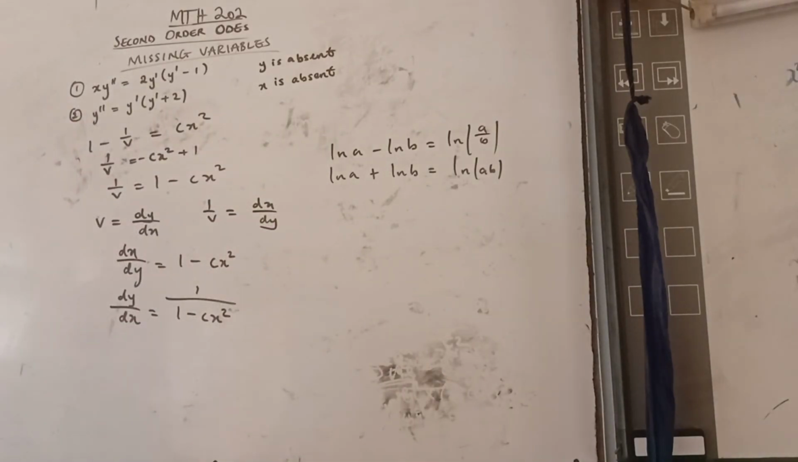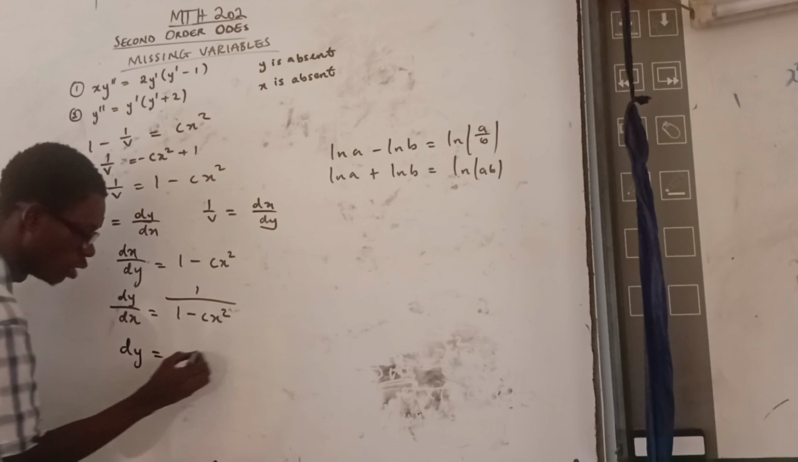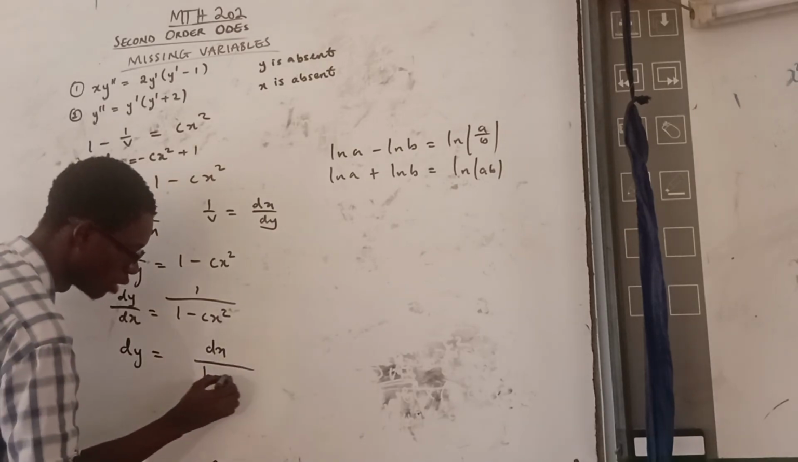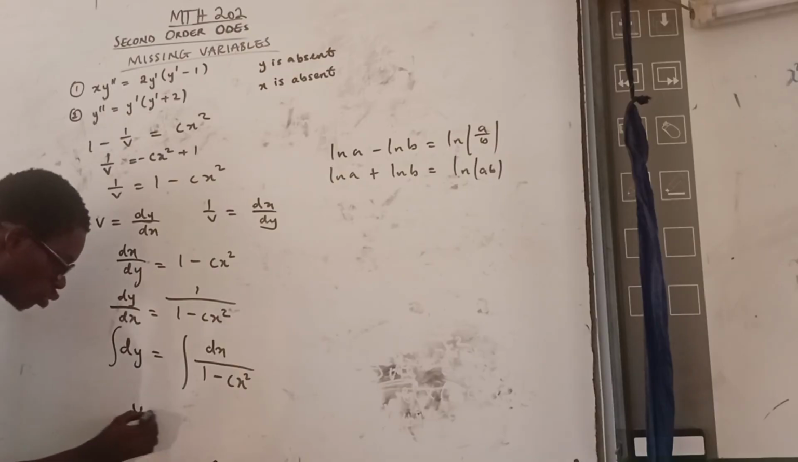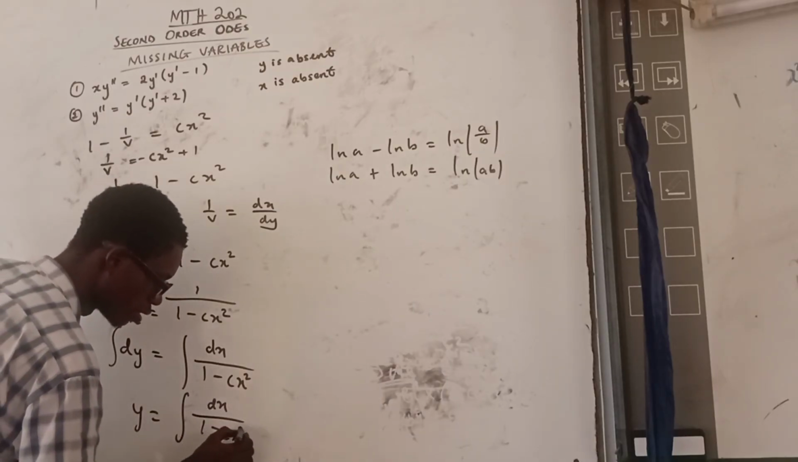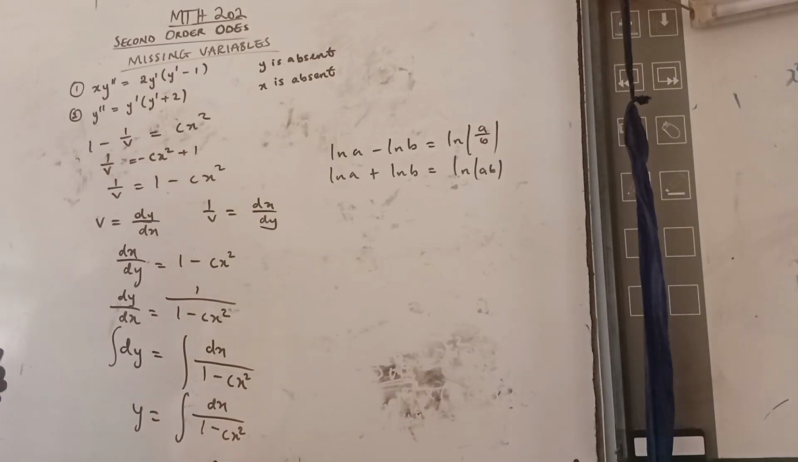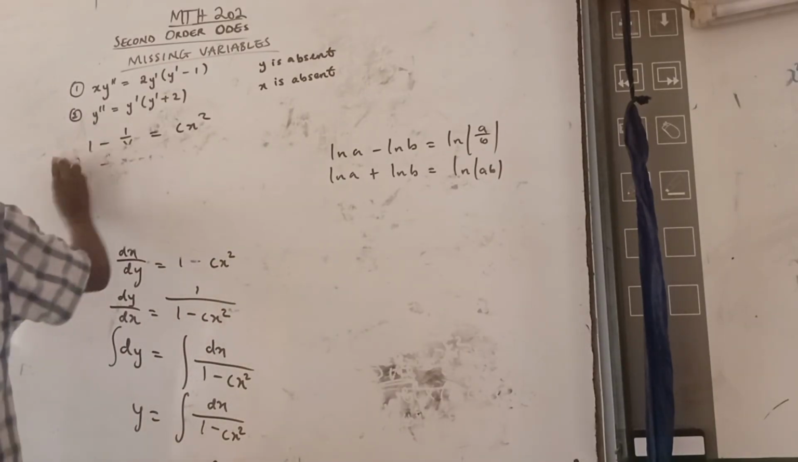So dy/dx equals 1 over y, dy/dx equals 1 over 1 minus cx squared. So what do we do? We separate this again, which means y equals dx over 1 minus cx squared. So we integrate both sides to get y equals what? The integral of dx over 1 minus cx squared. So how do we integrate this to get our final answer for y?